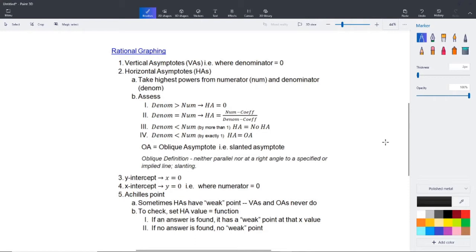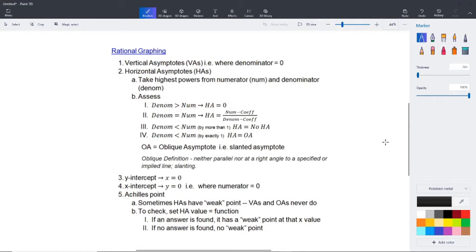As you can see, I've got Roman numerals for these, but in scenario number 1, the denominator is greater than the numerator. If we see that, it means that the horizontal asymptote is 0. 2, the numerator equals the denominator. The horizontal asymptote then is going to be the coefficients of each. And we're going to do examples of this, so no worries. Roman numeral number 3. Denominator is less than the numerator by more than 1. And in that case, there is no horizontal asymptote at all.